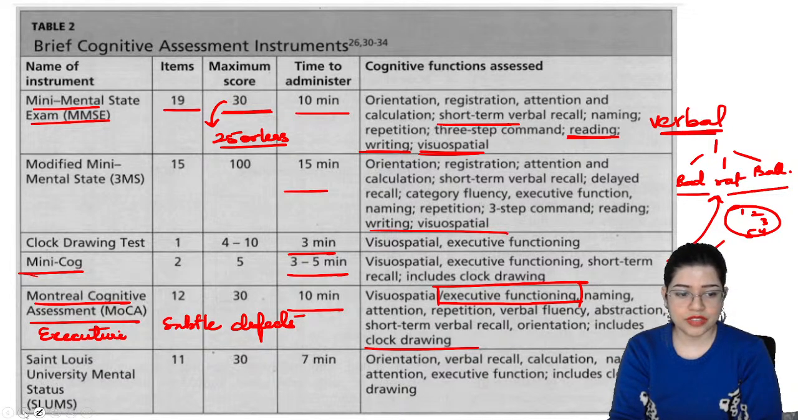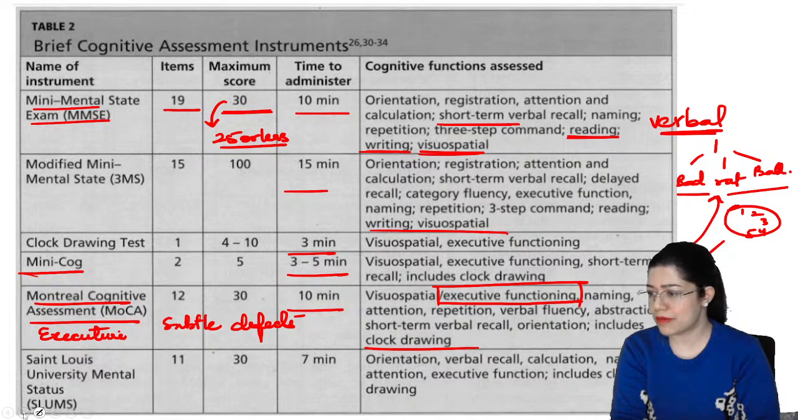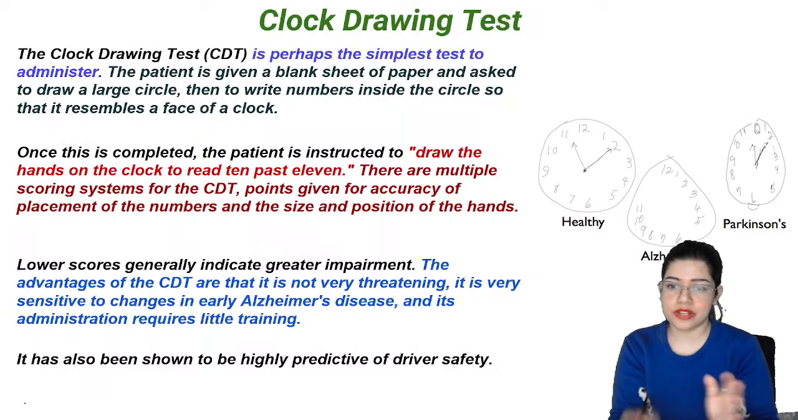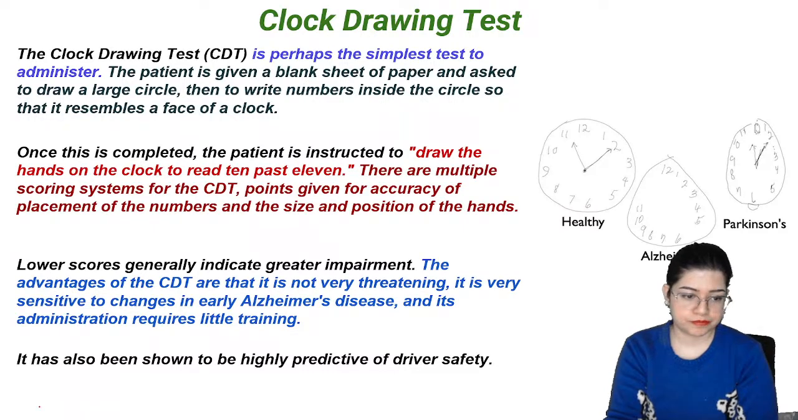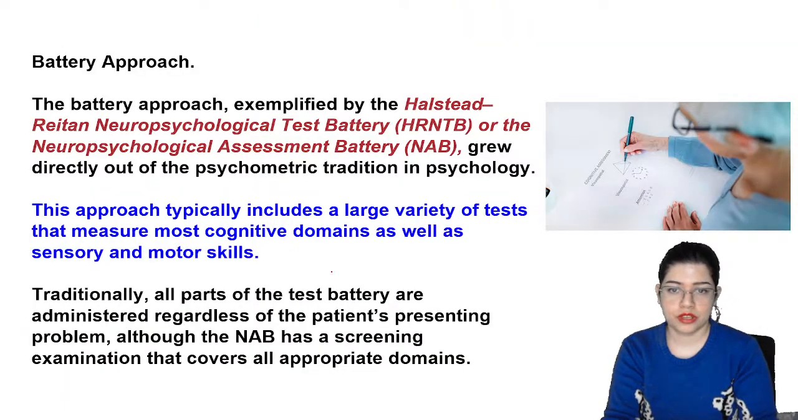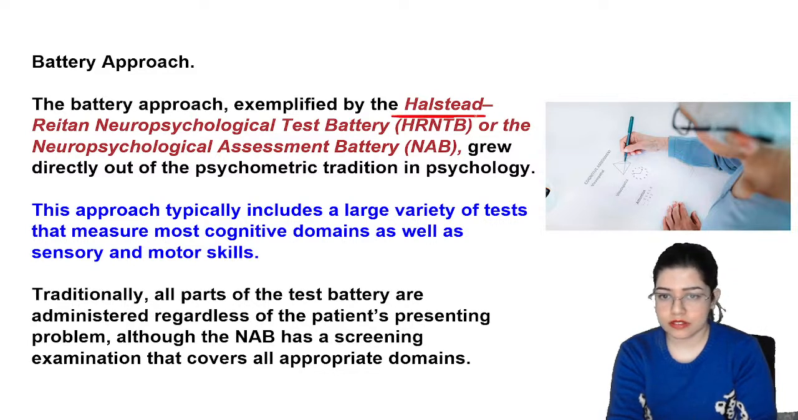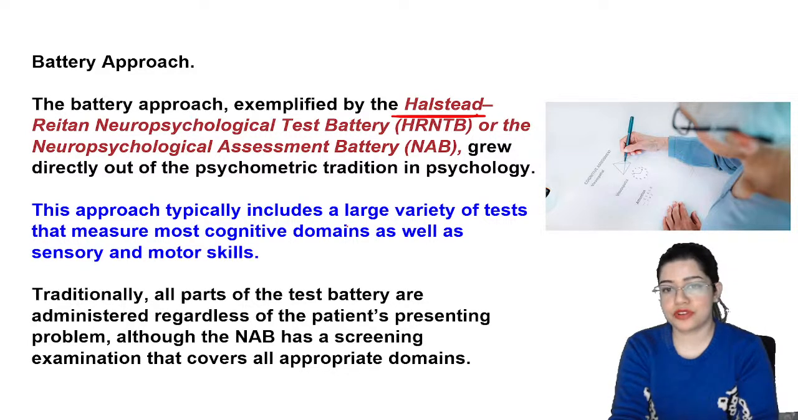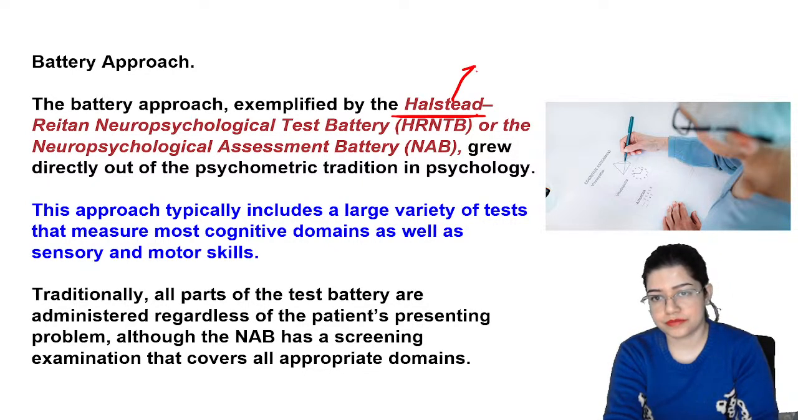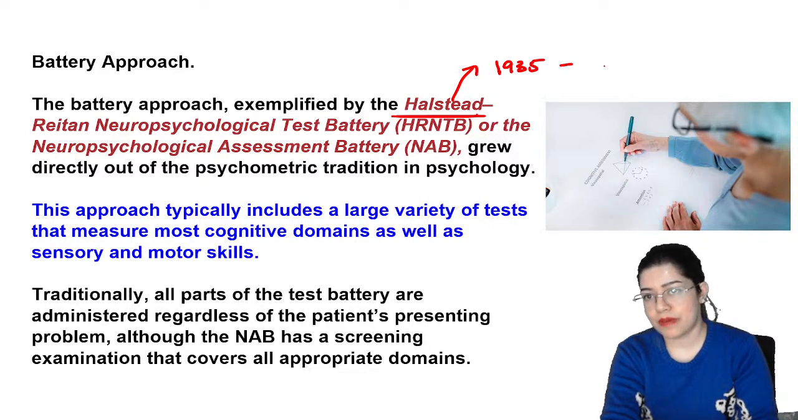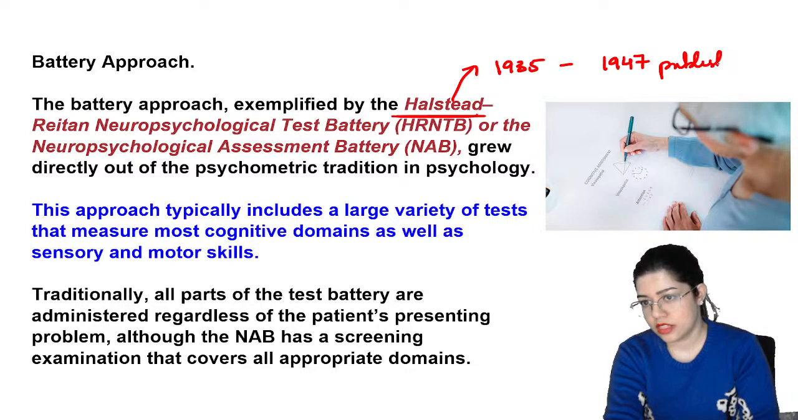Okay, so we are done with the screening tools. Let's move on to proper batteries. We'll look at the larger tests. ठीक है. So the first, factor analytic battery over here, Halsted actually started developing this in 1935, but was published in 1947. This is the first factor analytic battery.